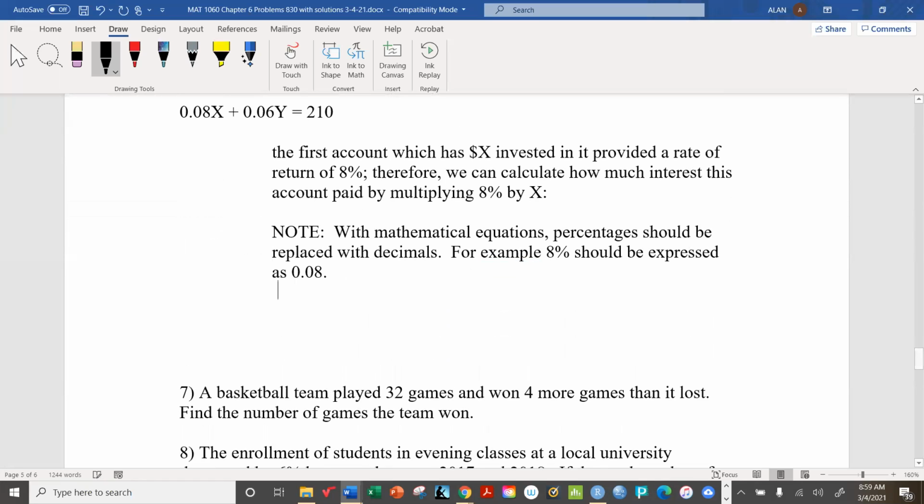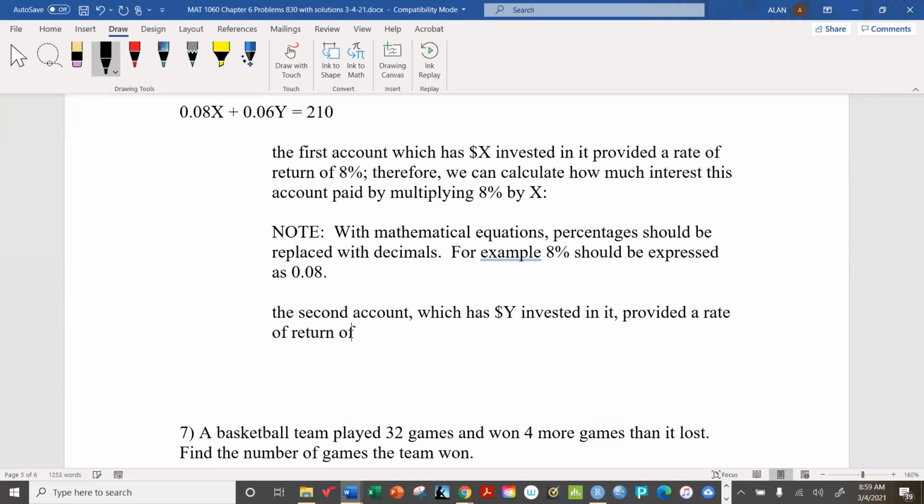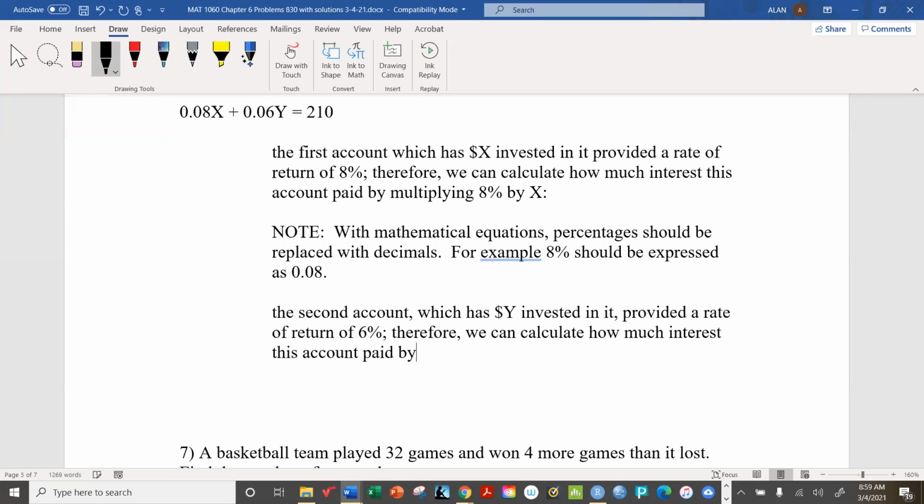And then the second account, which has Y dollars invested in it, provided a rate of return of 6%. Therefore, we can calculate how much interest this account paid by multiplying 6% by Y. Now, I just realized I left something out here. There we go.